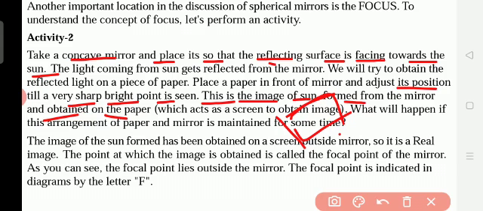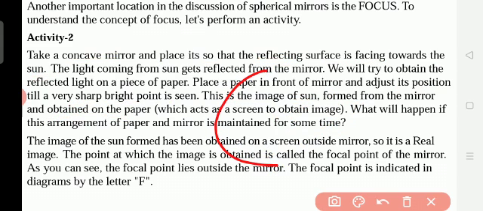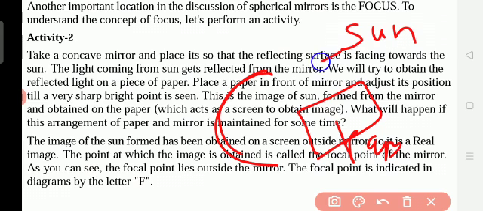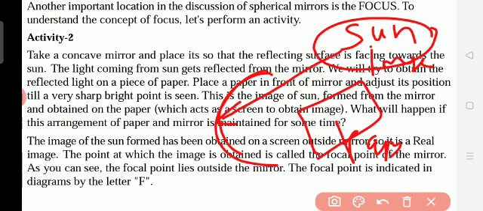Okay, so here is the mirror. This is the concave mirror, and the paper is here. This is the paper, and here is the sun. Sunlight is falling here and reflecting. Where is this image of the sun falling? On this paper. The image of the sun is falling on this paper. Now this paper is the screen for this mirror.